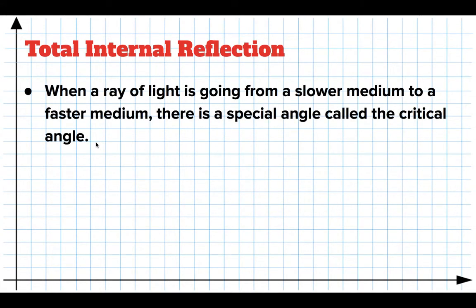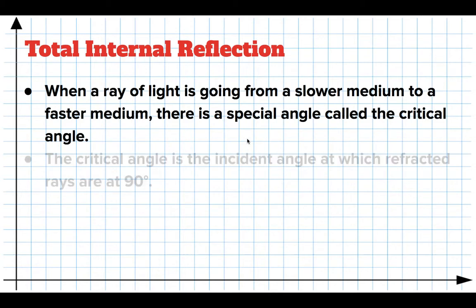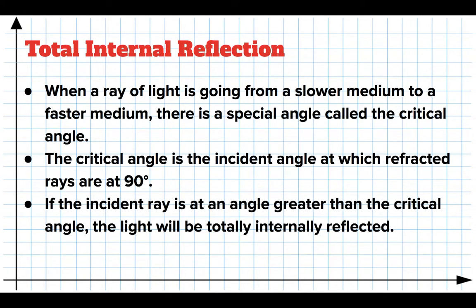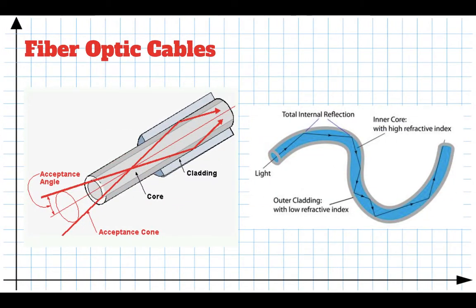When the ray of light is going from a slow medium to a fast medium, there's a special angle called the critical angle, and at that angle, the light cannot get out. If it can't get out, it's internally reflected, and it's totally internally reflected because none of the light can get out. So some examples of this: if we send light down a pipe, a fiber optic pipe, for example, if the normal, so here's the normal right here, if this angle here is large enough that light cannot get out, it just keeps bouncing down the pipe the whole way.